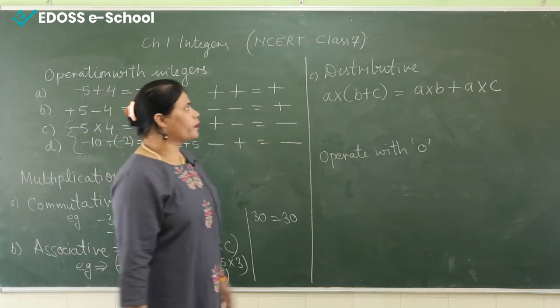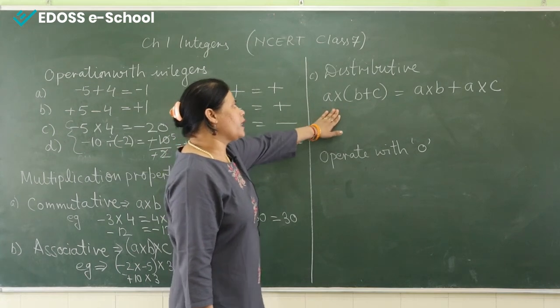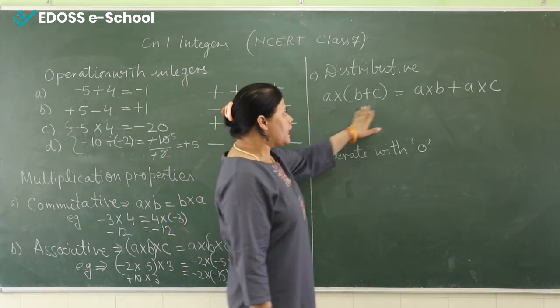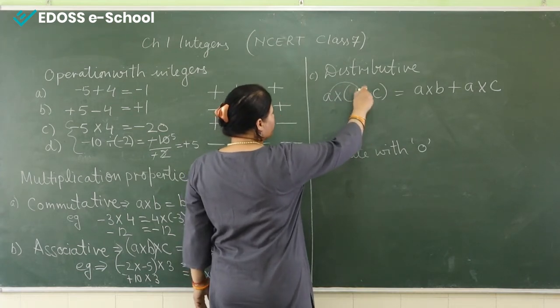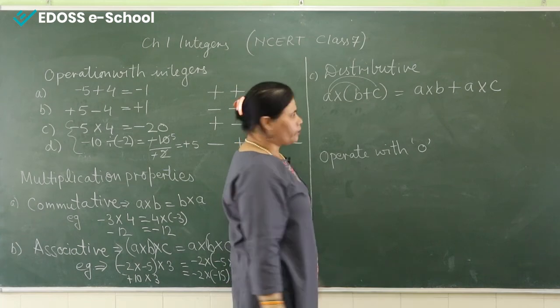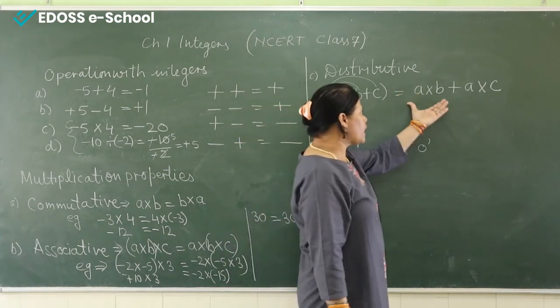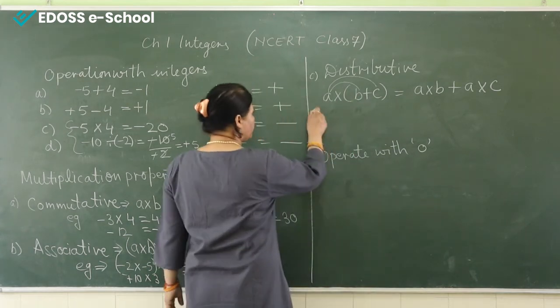Now come to the next property, that is the distributive property. The distributive property is A multiplied by, within bracket, B plus C, and when we solve it, first we distribute with the first one, and then again the first one will distribute with the second one. So here we have done A multiplied by B plus A multiplied by C. Now we will take an example.